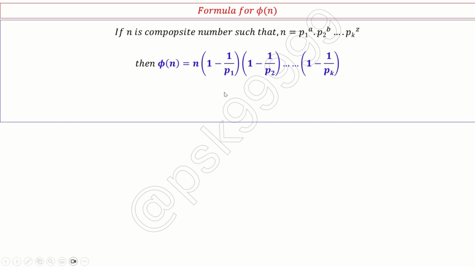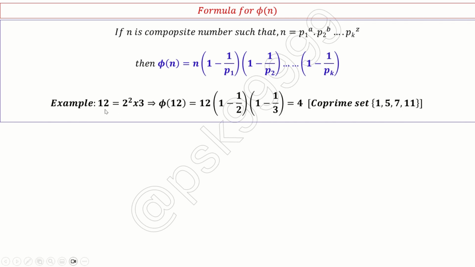Now example, for 12, I can write it as 2 square into 3. Now phi of 12 is nothing but 12 into 1 minus 1 by 2 into 1 minus 1 by 3. So how much is it? This is 1 by 2, this is 2 by 3. So if I simplify it, I'll get 4. There are 4 co-primes for 12. What are the 4? 1, 5, 7, 11, if you see.